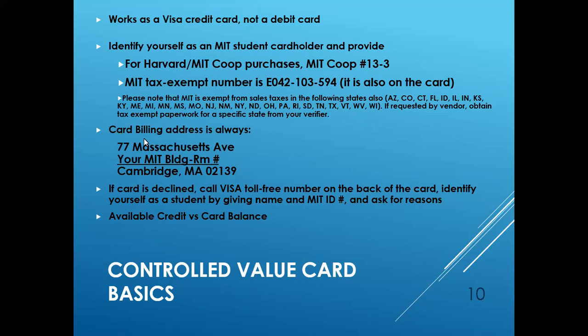Your billing address will always be 77 Mass Ave. Doesn't matter if you live on campus, off campus, or otherwise. 77 Mass Ave will be the billing address that you always use when you're ordering anything.